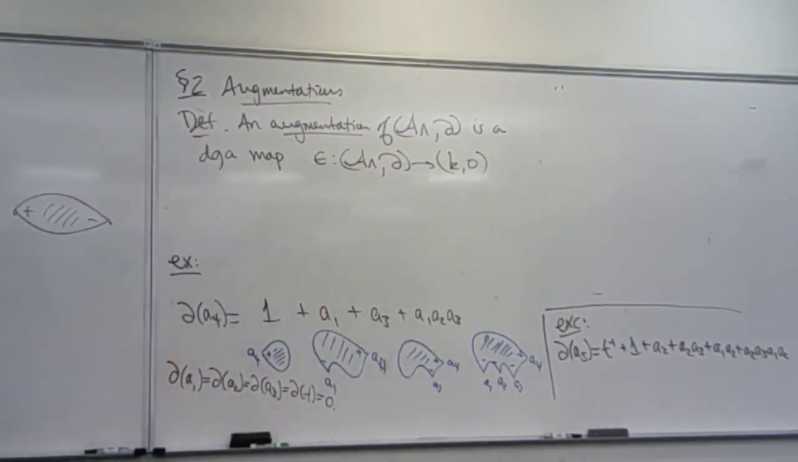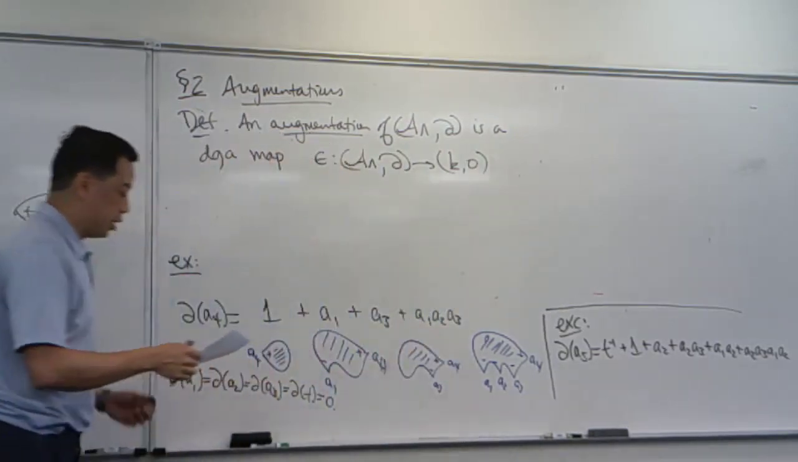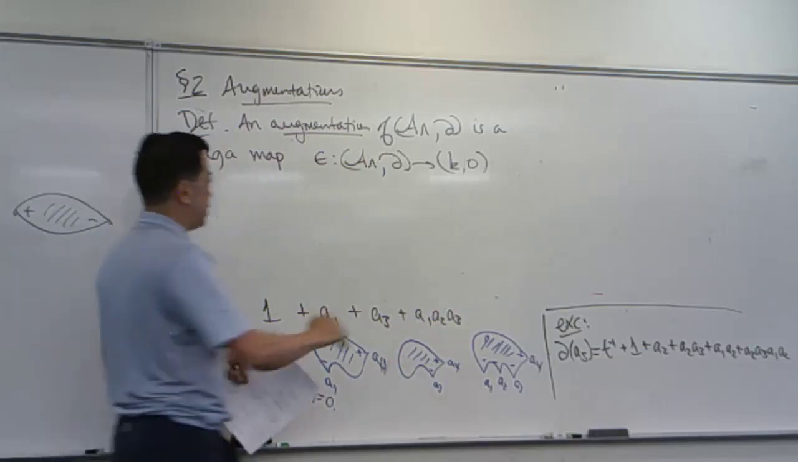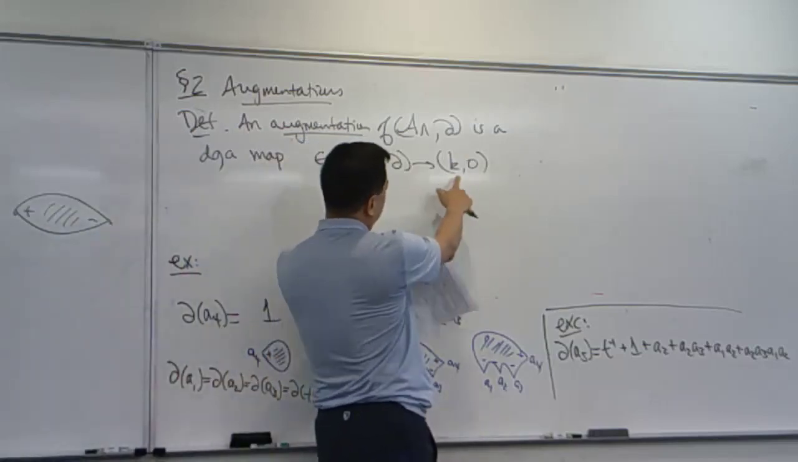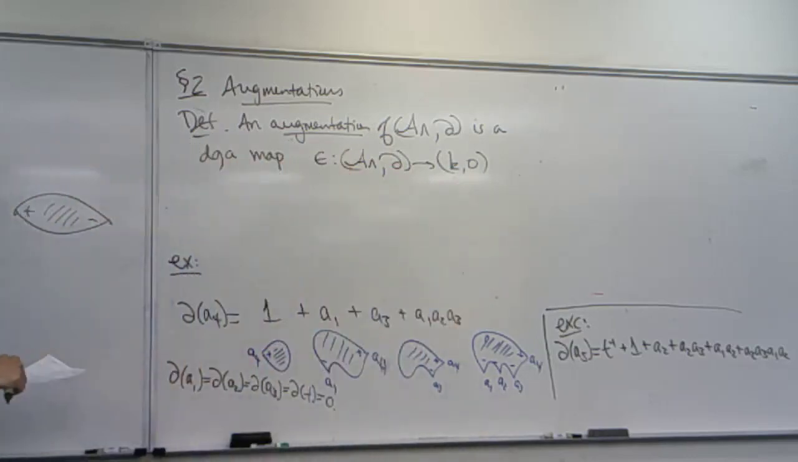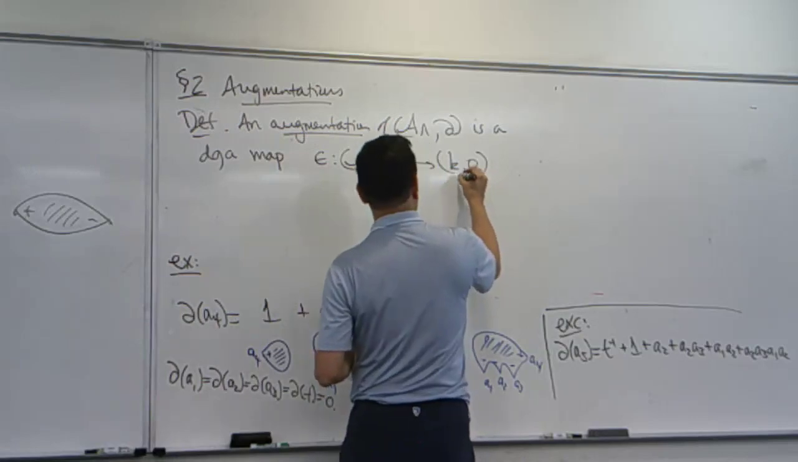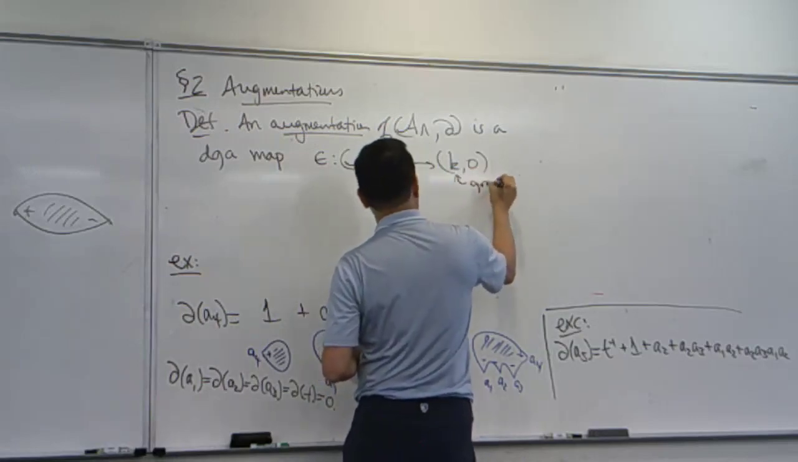To the field. So the field, I think of this as a complex with a zero differential on this. So this itself is also a differential graded algebra. So K is an algebra over itself, and the differential is just zero. And I should say, what's the grading on here? This is in grading 0.